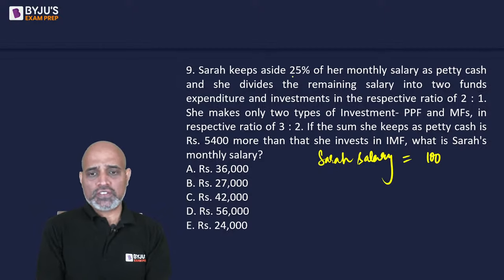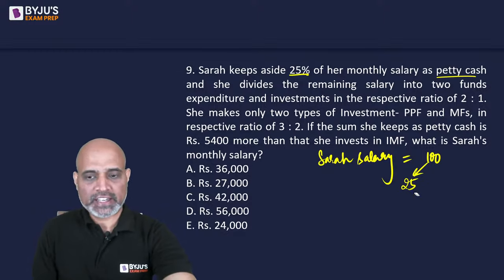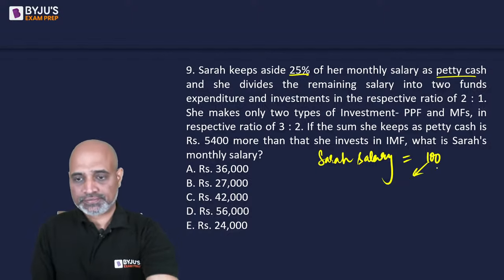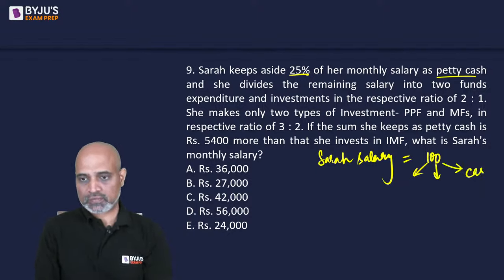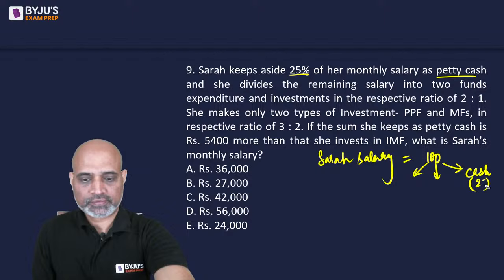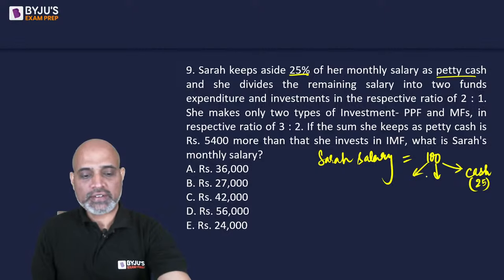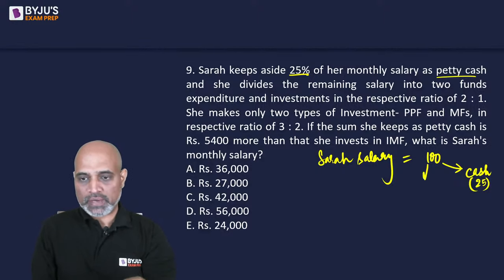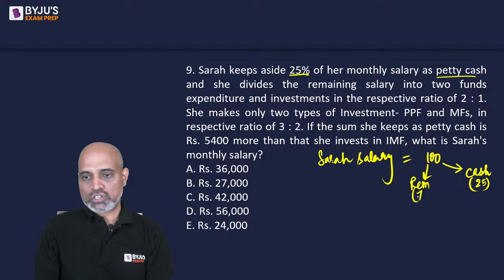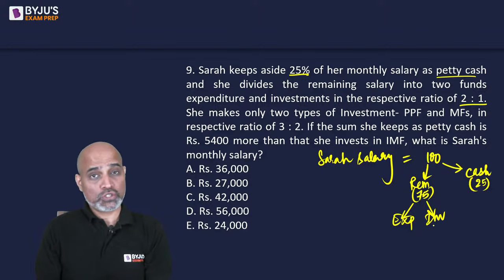ठीक है? Out of this 100 rupees, she keeps 25%, that is 25 rupees as petty cash. ठीक है? She divides the remaining salary. Remaining कितना हो गया? 75 है ना? So remaining is 75. So she divides the 75 into two parts. One is expenditure and another is investment. So expenditure and investment. And it's in the ratio 2:1.